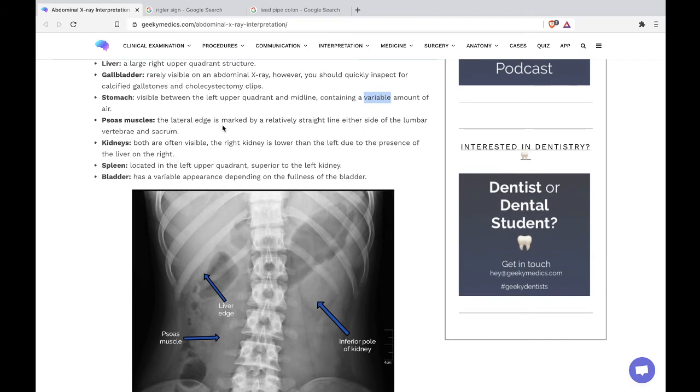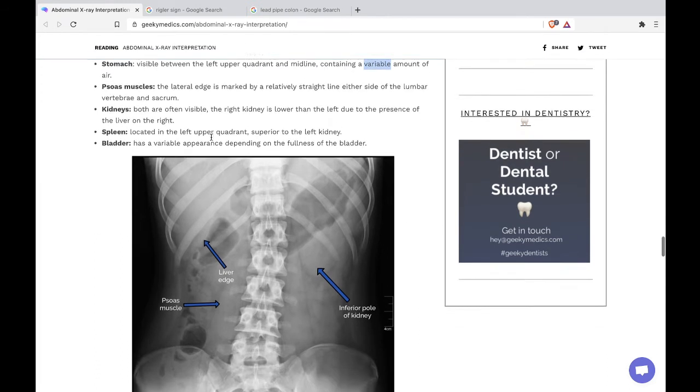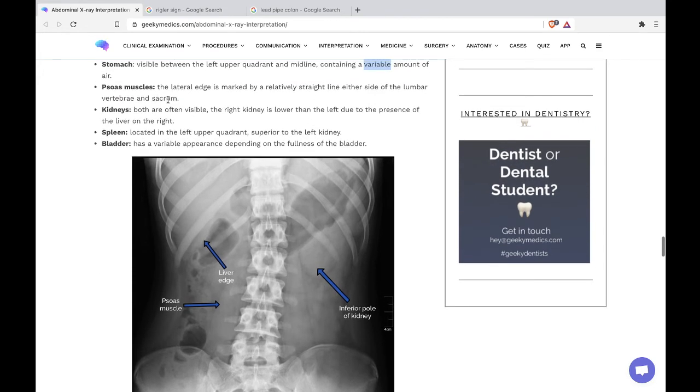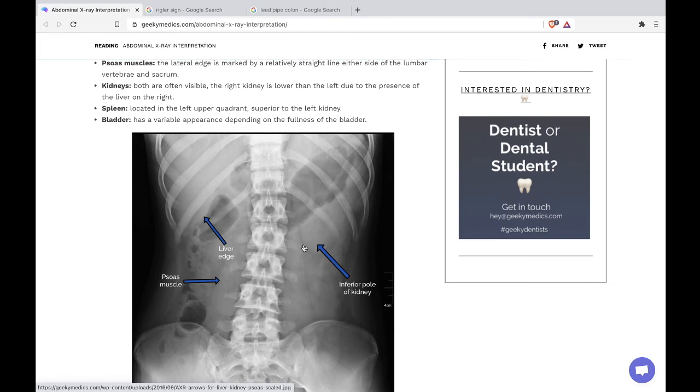Psoas muscles: the lateral edge is marked by a relatively straight line either side of the lumbar vertebra and sacrum. Yeah, this is quite obvious. This is the psoas muscle, sides here. Kidneys: both are often visible. The right kidney is lower than the left due to the presence of the liver on the right. Makes sense. Here's the inferior pole of the kidney. It's barely visible here. Can't see the right kidney. It should be lower. Can't really see very clearly.